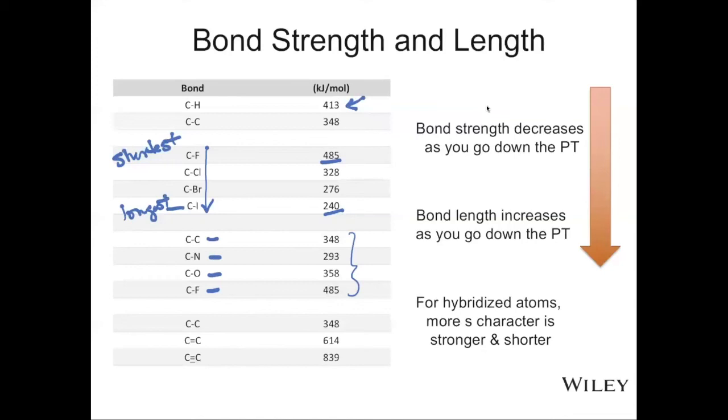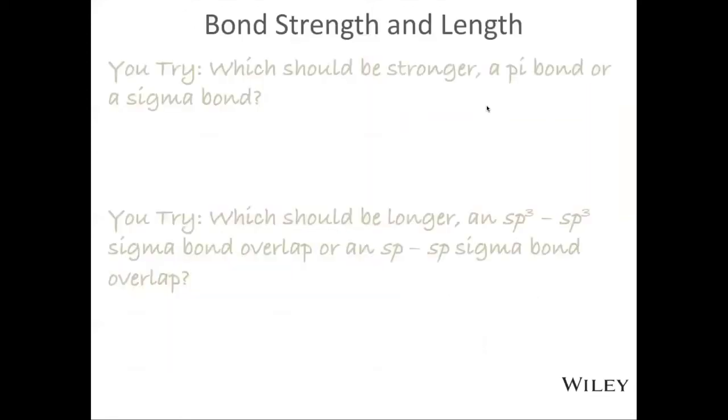But a quick recall, a CC single bond is definitely easier to break than a CC double bond, than a CC triple bond. Our review here is that for hybridized atoms, the more S character makes it stronger and shorter. So why don't you try?